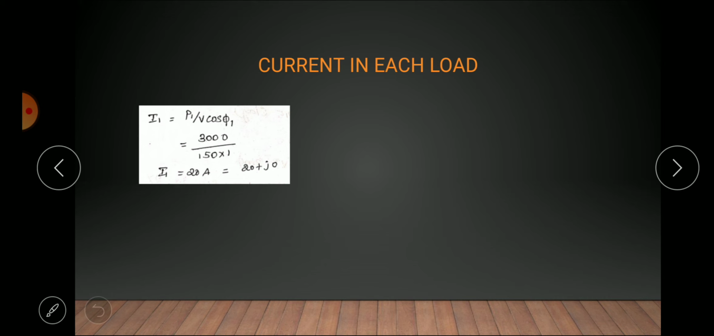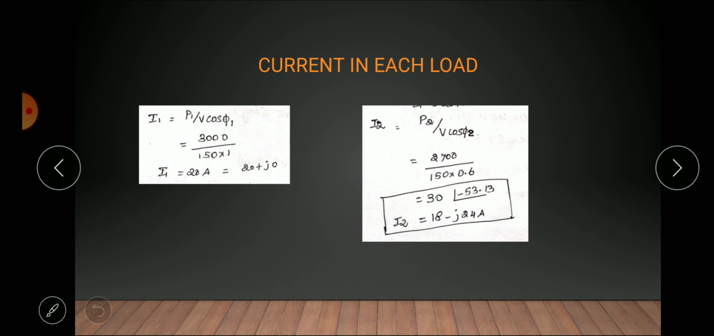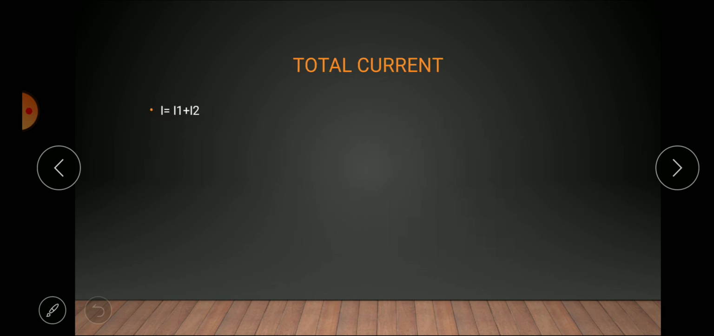Converted into rectangular form, simply we put 0. Next we find the I2 value. I2 is equal to P2 by V into cos phi 2. This is the parallel connection, so the voltages are the same. Substitute the values, we get 18 minus j24 amps.